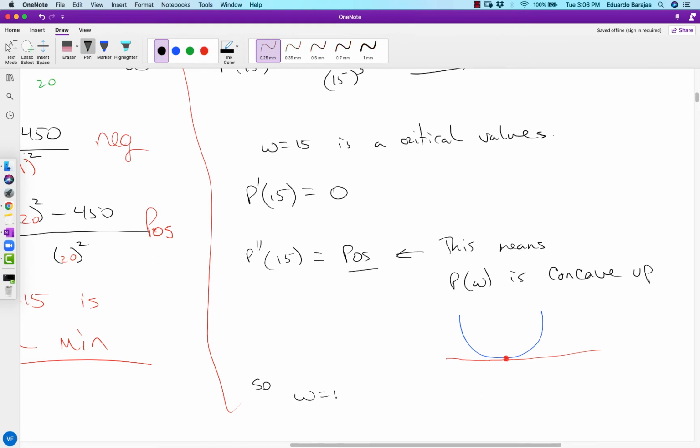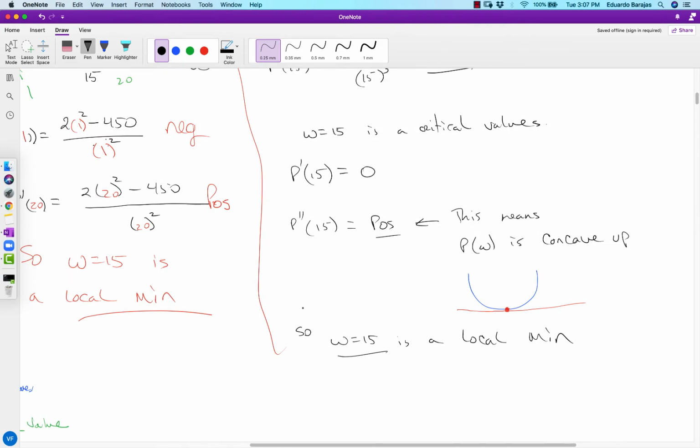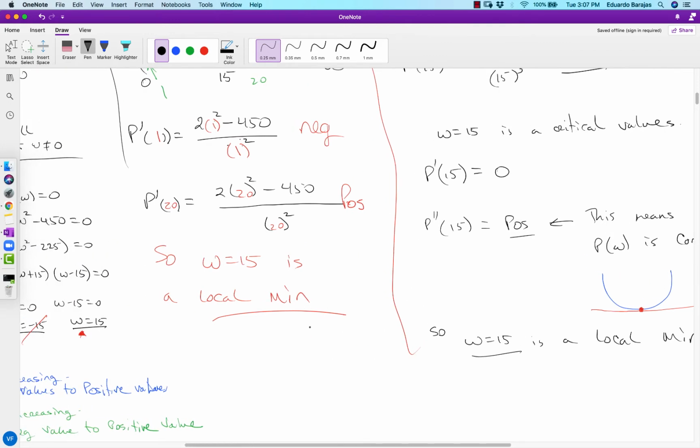So W equals 15 is a local minimum, and therefore it's going to be the value that minimizes the perimeter, right? That's what we're after. Okay, so you don't have to do them both ways. Let me step back here and look at both of them.